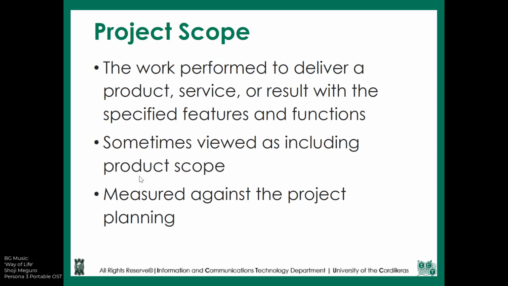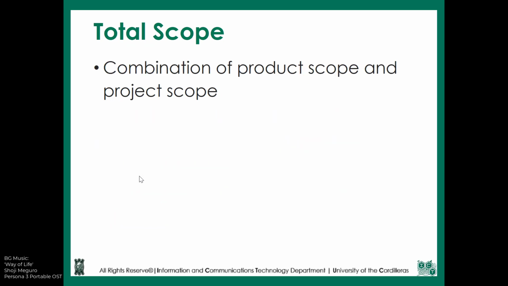Next one is project scope. So the project scope focuses more on how you're actually going to create it. These are the works performed to deliver the product, service, or result within the specified features and functions. So with this one, it's actually the project management itself. So how many people you're going to have, the cost that you have, the time that you have. And then the total scope, which is the combination of everything. So your product scope as well as your project scope.